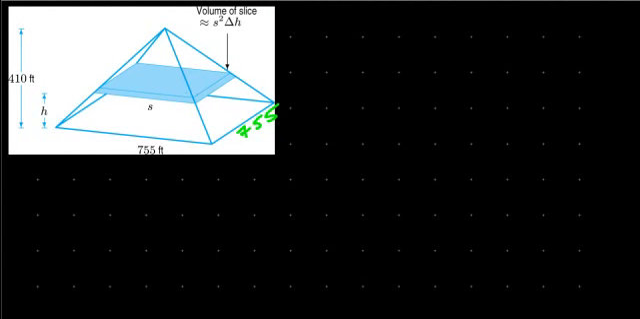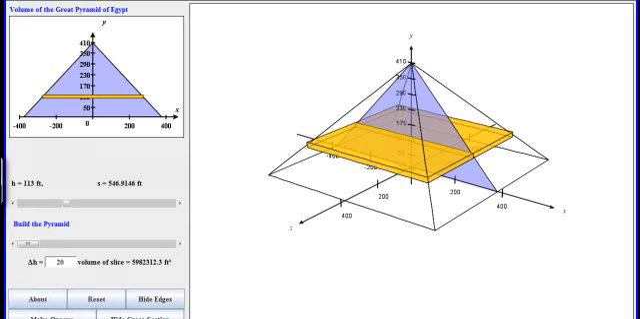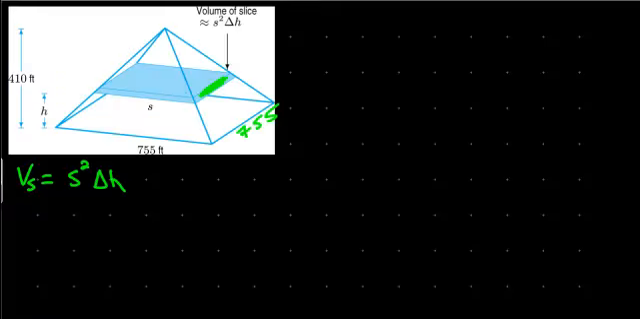let's flip this thing around. Here we go. Okay, so let's look at the volume of one of these slices. Volume of slice equals, this thing is a square base, so it's going to be s squared, and then right here, the width of that is going to be delta h. Okay? So let's switch colors here. Let's go to yellow. Again, think of the cross section here. That cross section right here is a triangle.